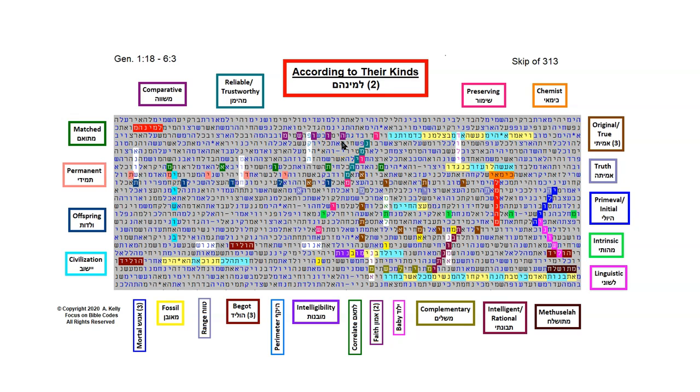Each species has intrinsic and natural designs and abilities. They had fixed biological and genetic boundaries and were not created to intermingle their seed with other species. The word intrinsic is here in this green color, going across at a skip of 13 letters. 3 times we have the word original, true. It can also mean natural, and it's here in this brown lettering.